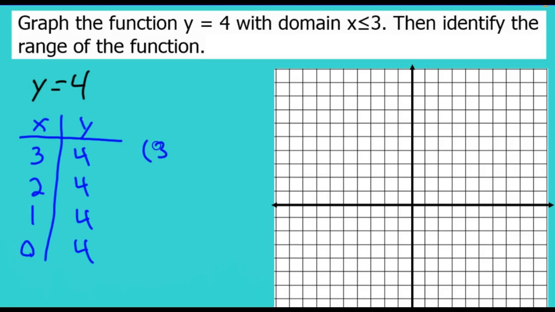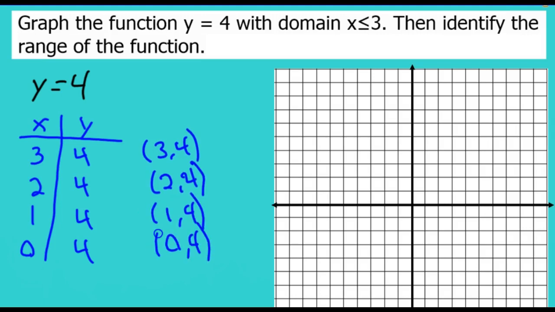So our points are 3, 4, 2, 4, 1, 4, and 0, 4. 3, 4 is over 1, 2, 3, up 1, 2, 3, 4. 2, 4 is over 2, up 1, 2, 3, 4. 1, 4, and 0, 4.